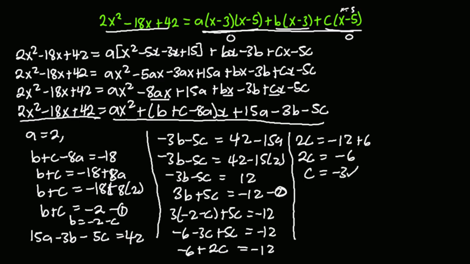And that is what we got in the first approach. We got c to be negative 3. Now let's find b. Now we've seen that b is equal to negative 2 minus c. So we get negative 2 minus, into bracket, minus 3. So that will give us negative 2 plus 3, and the answer will be 1. And therefore, a is equal to 2, b is equal to 1, and c is negative 3.